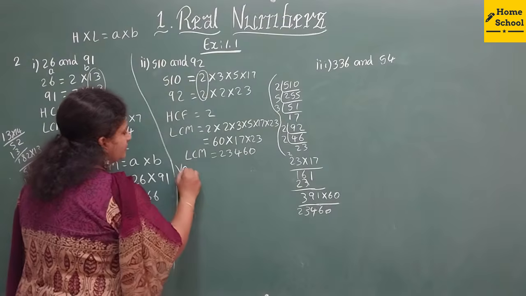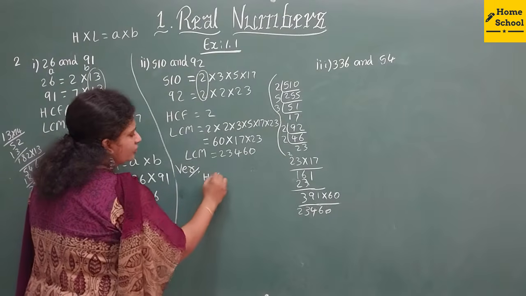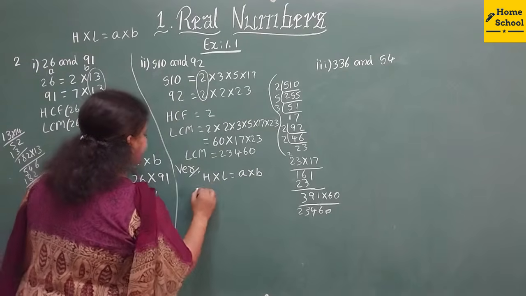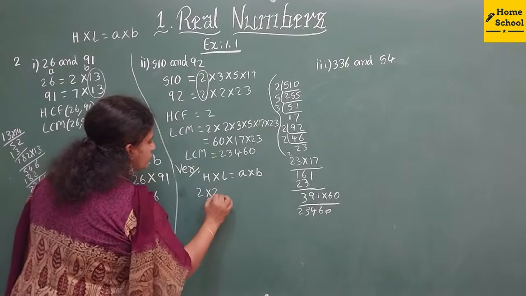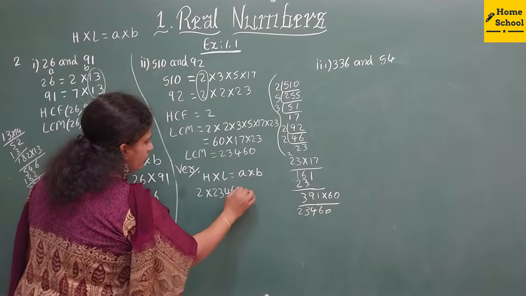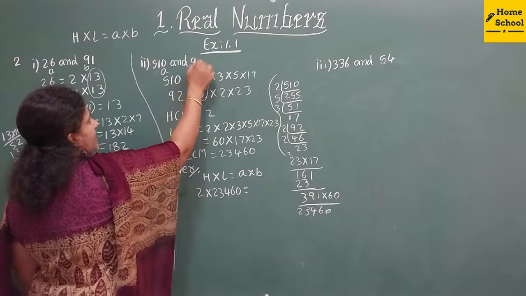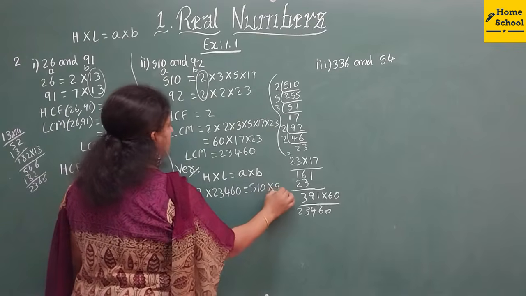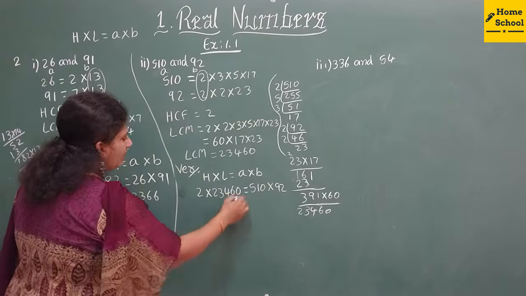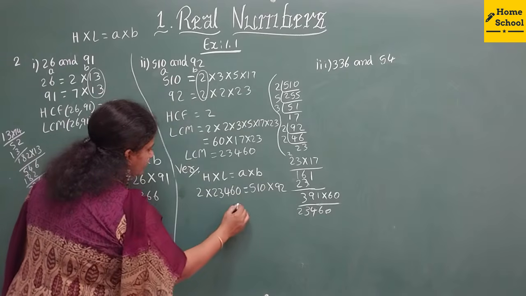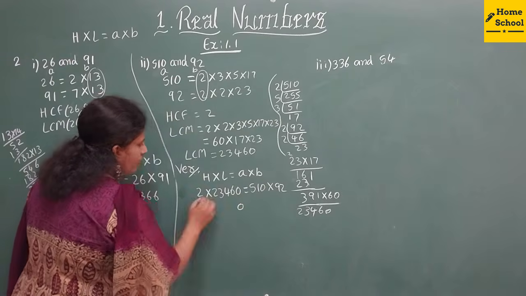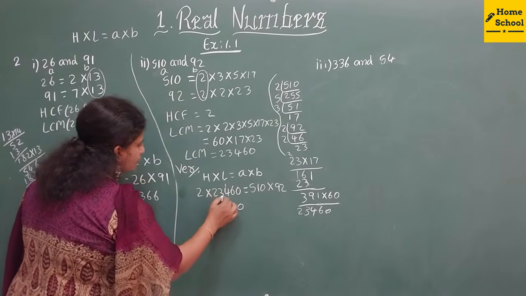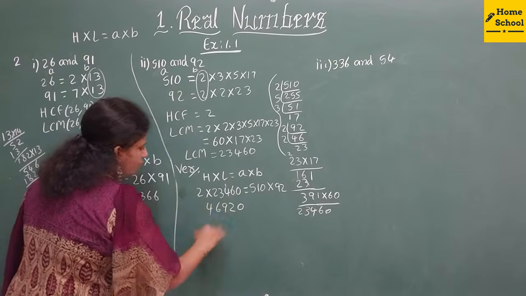Let's start verification. H into L is equal to A into B. H value is 2 and L value is 23460. Now let us assume this as A and this as B. That is 510 into 92. Multiply these two. With the 2, multiply. 2 zeros are 0. 2 6s are 12. 2 4s are 8, 9. 2 3s are 6. 2 2s are 4.